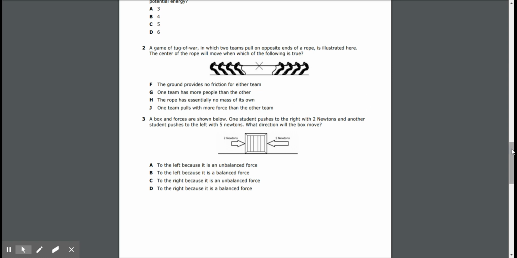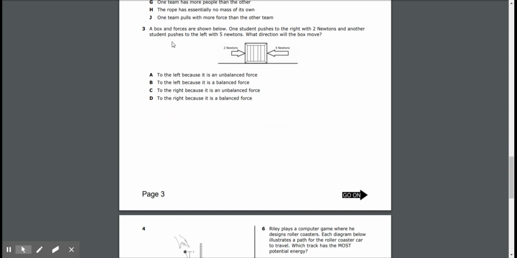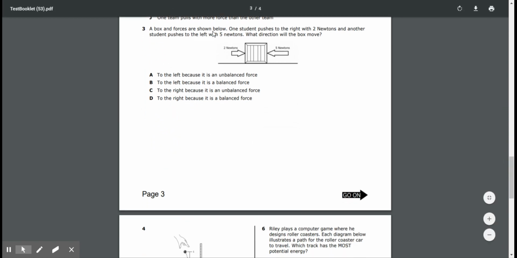All right, number 3. A box and forces are shown below. One student pushes to the right with 2 newtons, and another student pushes to the left with 5 newtons. What direction will the box move? Here's a picture.